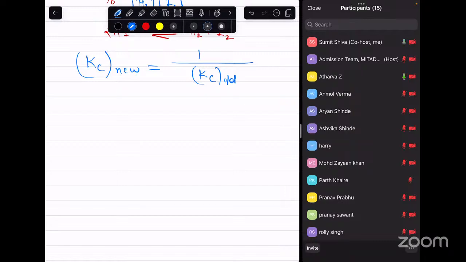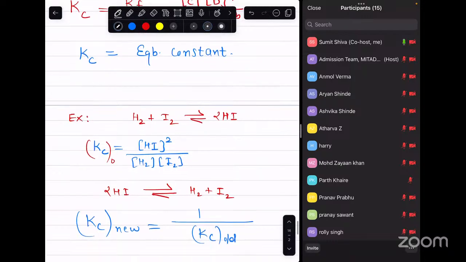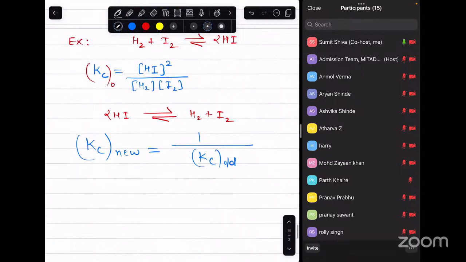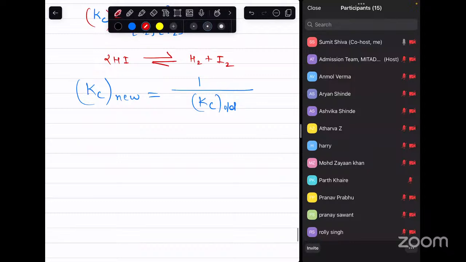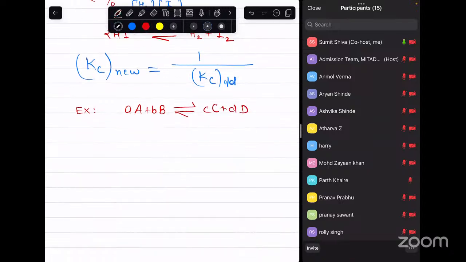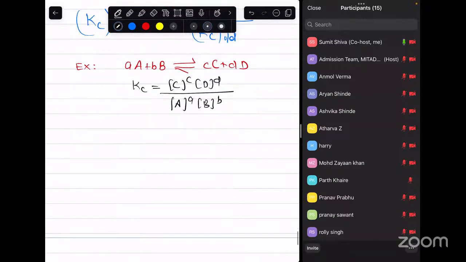No doubt, sir. Okay. Now the question is, if you have a general reaction a times A plus b times B, which gives c times C plus d times D, for this Kc is what? C raised to power c, D raised to power d divided by A raised to power a and B raised to power b. But now I want to multiply this reaction with a constant value.